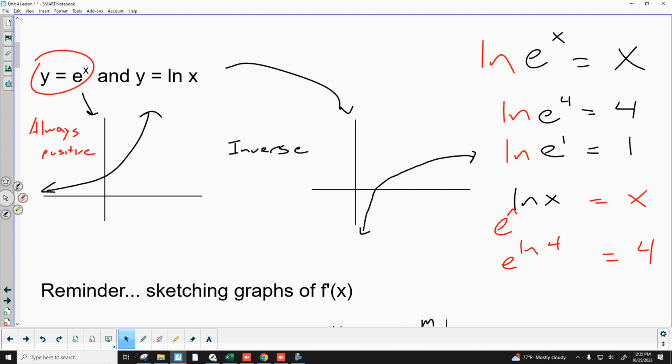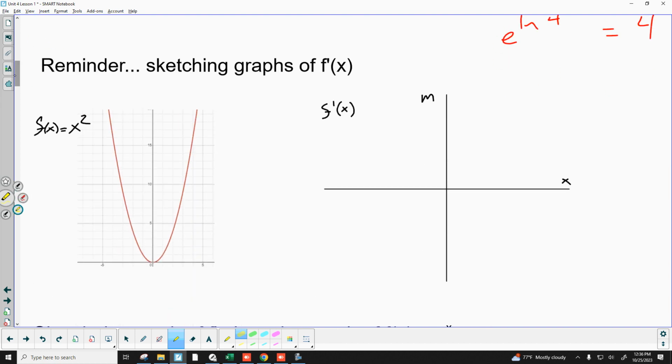But now we're going to focus on e to the x, and we are going to look at its derivative. We'll start out with its derivative, but I'm going to remind you, do you remember how to sketch graphs of derivatives? Like, let's pretend you don't know the equation here, but you have a graph of f. Could you sketch its slope graph, its f prime graph? What we did was think about tangents and think about the slopes, whether they were positive, negative, or zero.